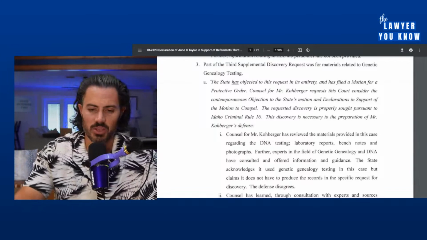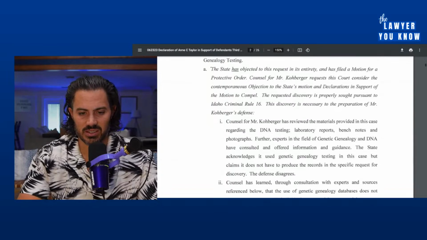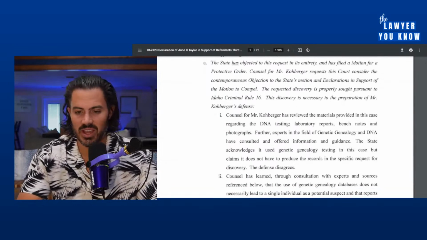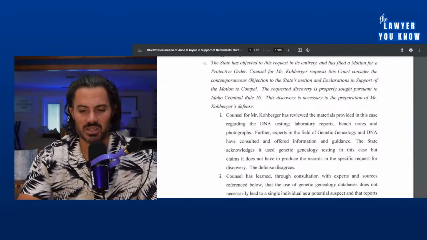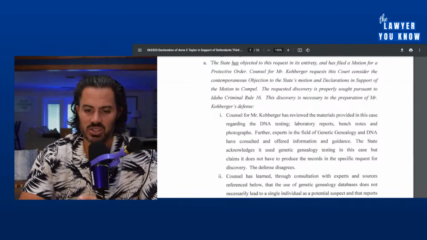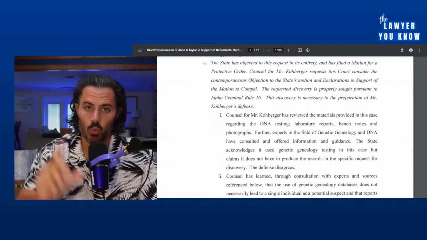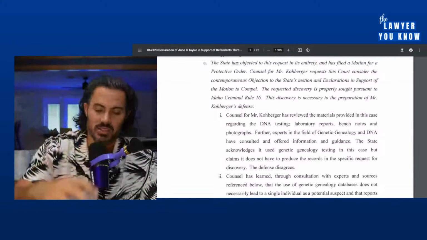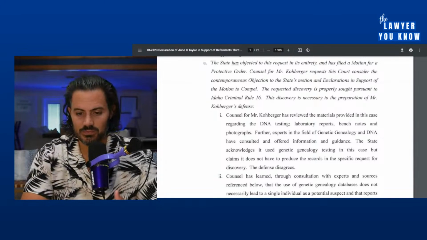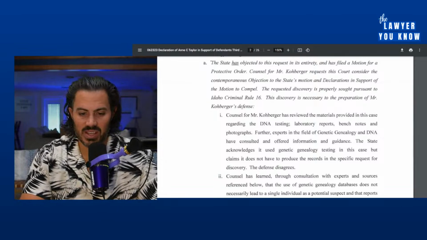Part of the third supplemental request for discovery is related to the genetic genealogy testing. The state has objected to this request in its entirety and has filed a motion for a protective order. Counsel for Mr. Kohberger requests that this court consider the contemporaneous objection to the state's motion and declarations in support of the motion to compel. We're going to get there. We're about to get to those documents we're going to read, basically responding to the state's protective order. They think it's proper, obviously, and the discovery is necessary.